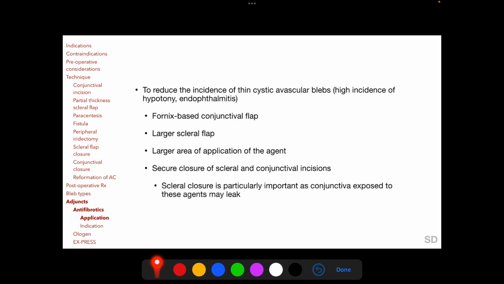When application of antimetabolites is planned, certain intraoperative measures should be taken to reduce the incidence of thin cystic avascular blebs, which have a high incidence of hypotony and endophthalmitis. These measures include a fornix-based conjunctival flap, which promotes the formation of a diffuse bleb, a larger scleral flap, which can more effectively occlude the sclerostomy opening, a larger area of application of the antimetabolite so that we don't get a localized cystic bleb, and secure closure of both the sclera and the conjunctival incisions.